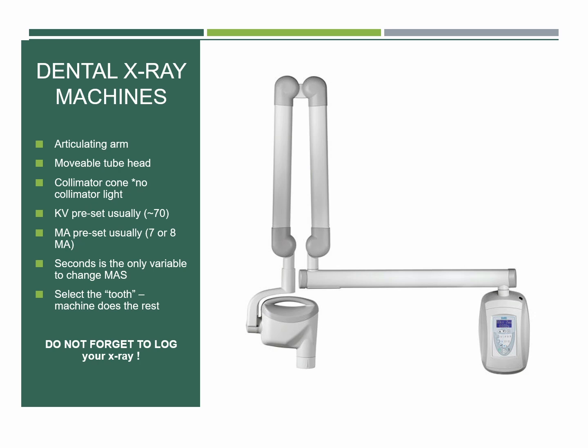The kV preset's usually about 70, and the mA preset is usually about 7 or 8 mA. Seconds is the variable that we get to change. Now, most machines have preset settings for incisors and canines and premolars and molars. So you set the tooth, and that's what the machine's going to do the rest.